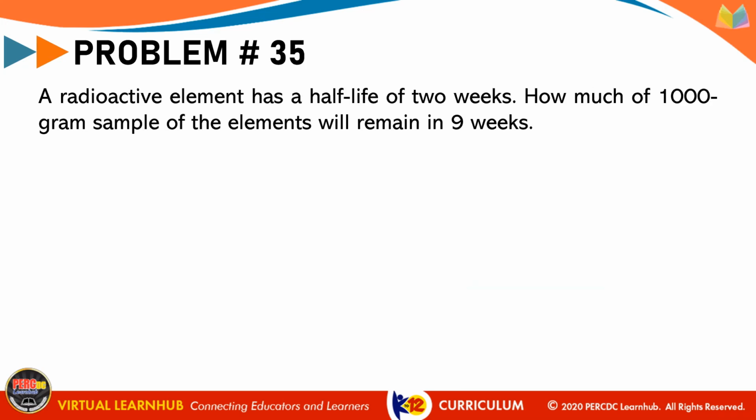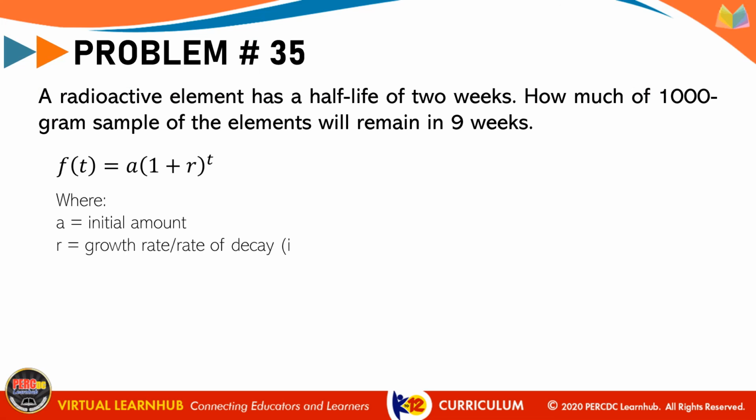Problem number 35. A radioactive element has a half-life of 2 weeks. How much of a 1,000 gram sample of the element will remain in 9 weeks? Since there is no given function or formula in our problem, then we will use our general formula. And that is f of t equals a times 1 plus r raised to t, where a is our initial amount and r is the growth rate or rate of decay in decimal, and t is the number of time intervals.